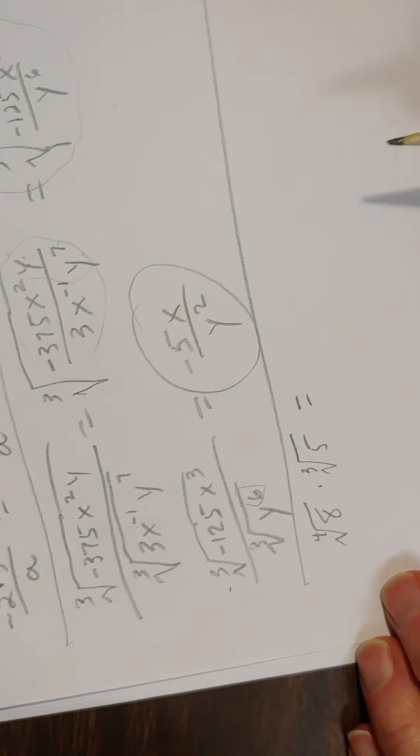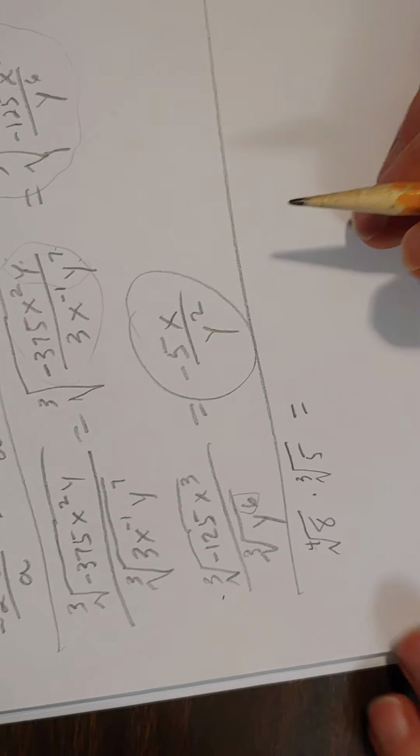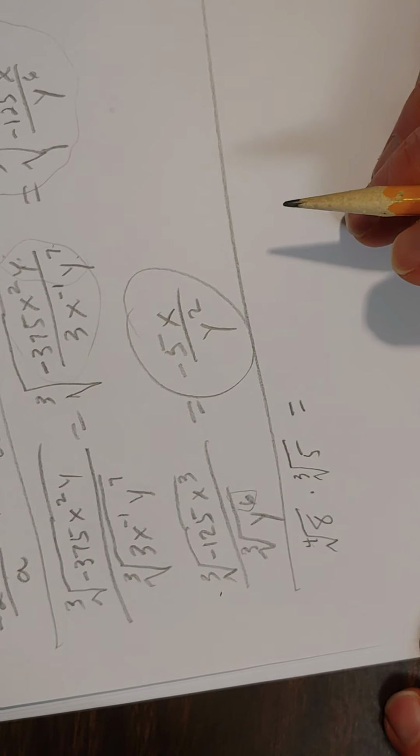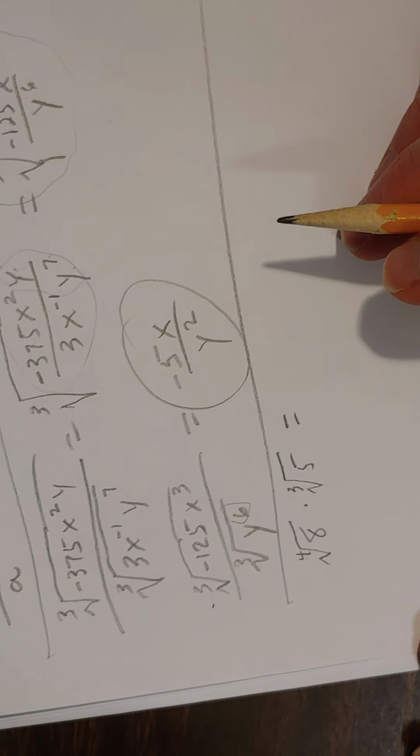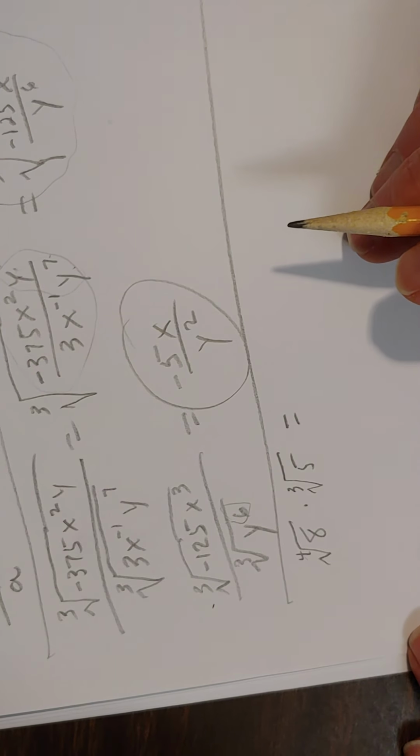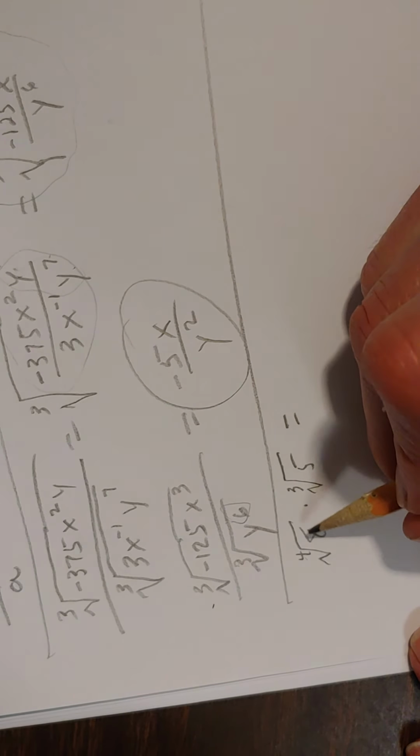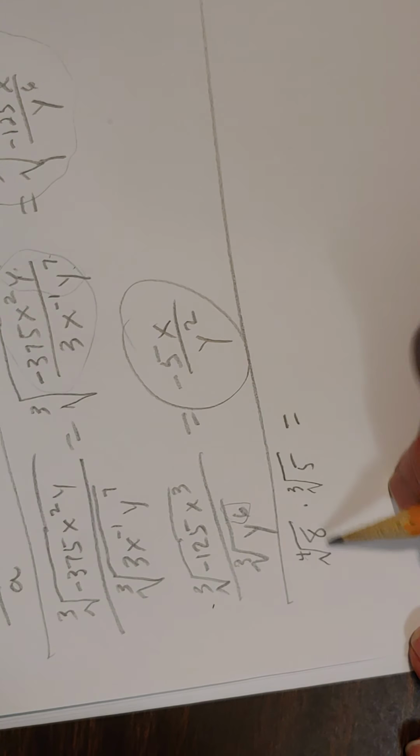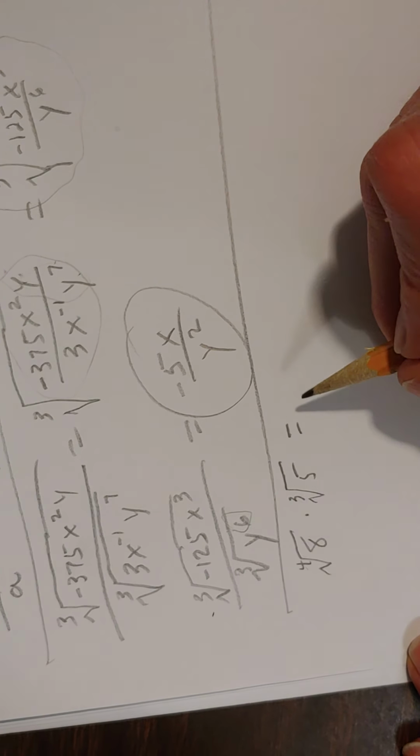All the problems we've done so far in this video have dealt with radicals that have the same index. They're not the same here. So let's make them the same. To do that, let's write it using fractional exponents.